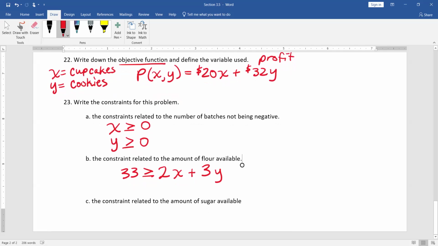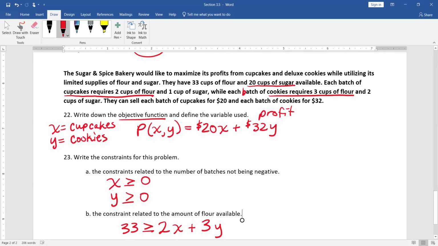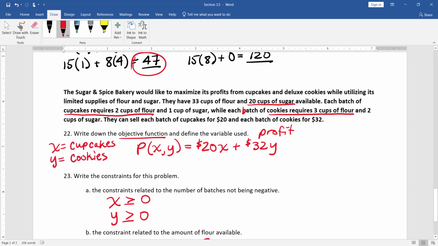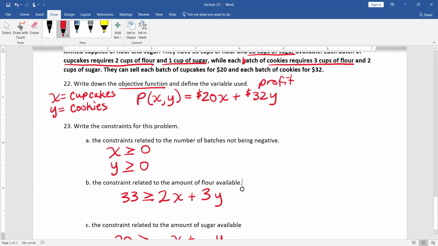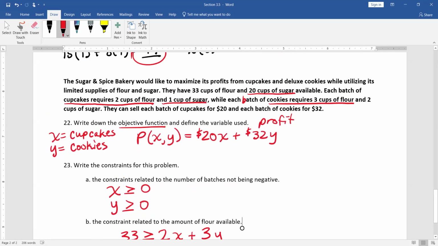The constraint related to the amount of sugar available means how much sugar do I have? I have 20 cups of sugar available. So I can't use more than 20 cups of sugar. So 20 must be greater than or equal to. Now, how much sugar am I going to use to make cupcakes? And how much sugar am I going to use to make cookies? So again, we go back to our problem. Each batch of cupcakes requires 1 cup of sugar. So my x just stays x, or if you want, you can put a 1 with it, just so you don't forget that part. And now let's go to cookies.